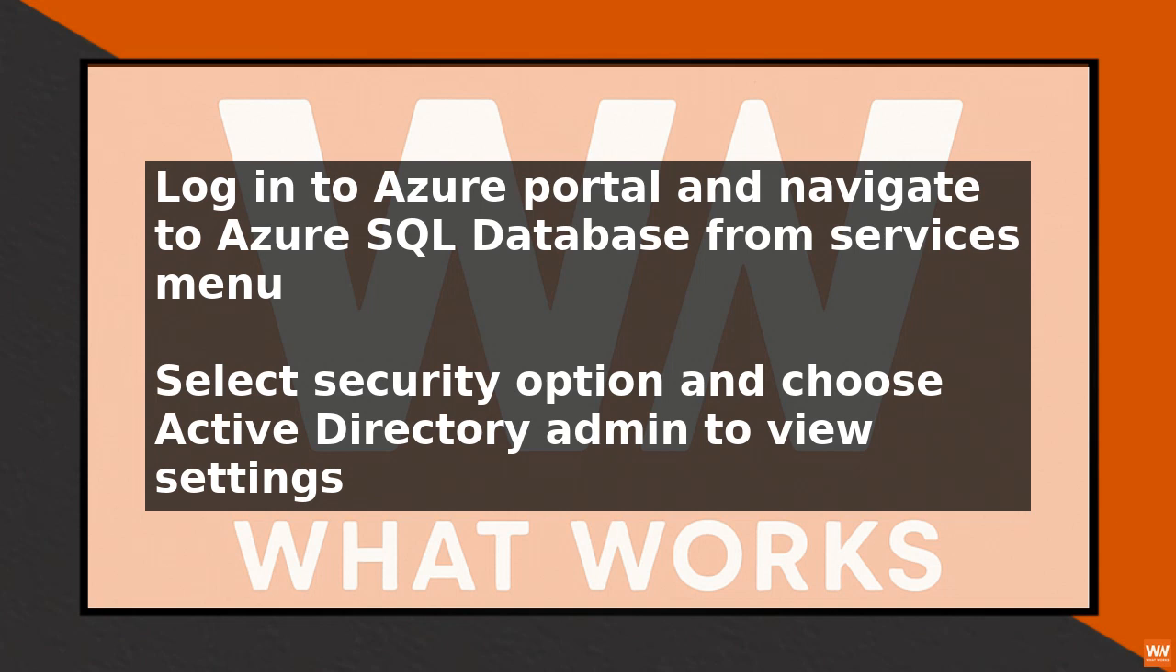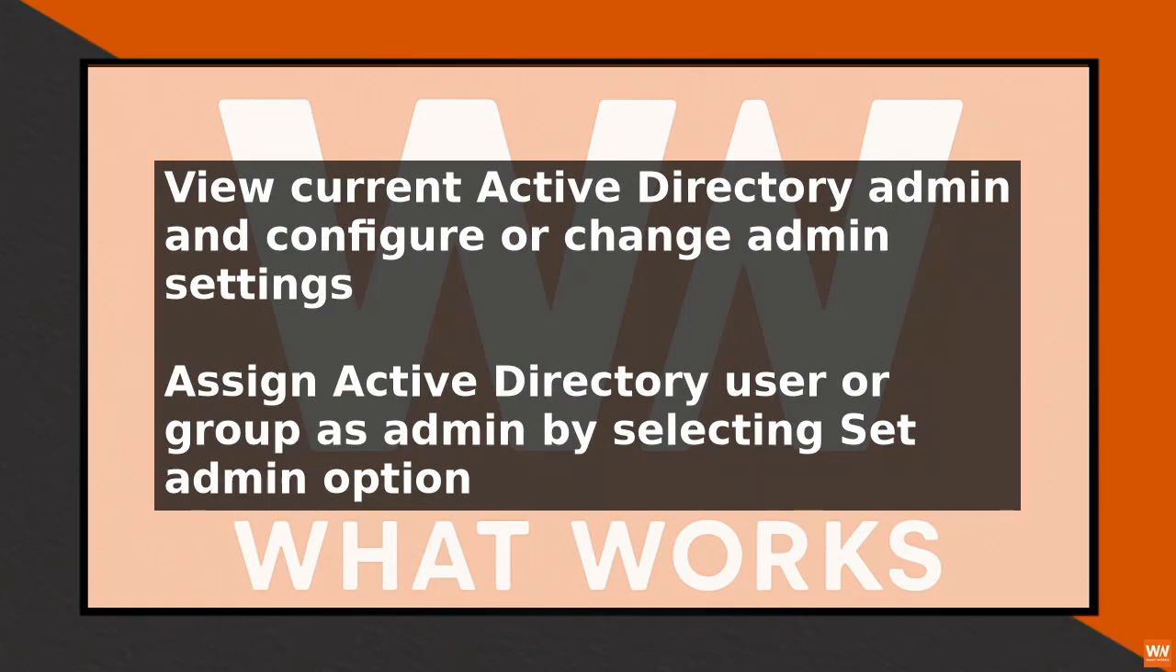Once you are in your Azure SQL database, select the Security option from the left-hand menu and then choose Active Directory Admin. This will take you to a page where you can view and configure Active Directory authentication settings for your database. On this page, you will see the current Active Directory admin for your database. If one has been configured, you can also configure or change the Active Directory admin from this page.